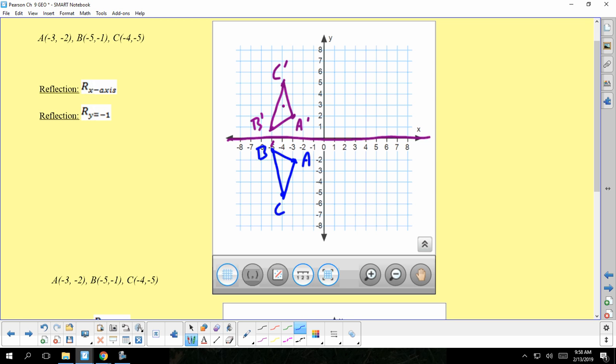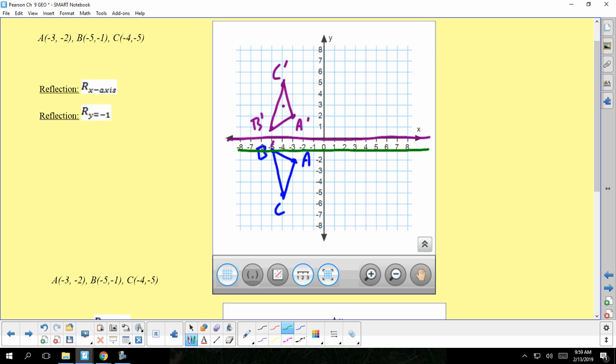All right, so let's do this next one. I'll do it in green for you. Now I'm going to reflect it across y equals negative 1. Is this a horizontal or vertical line? Horizontal. Y equals anything is a horizontal line. So I'll do this in green. So here's our line of reflection right here.